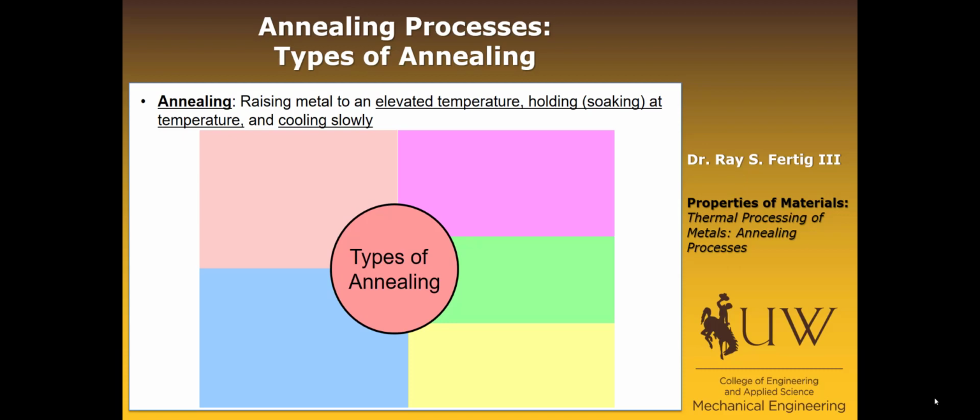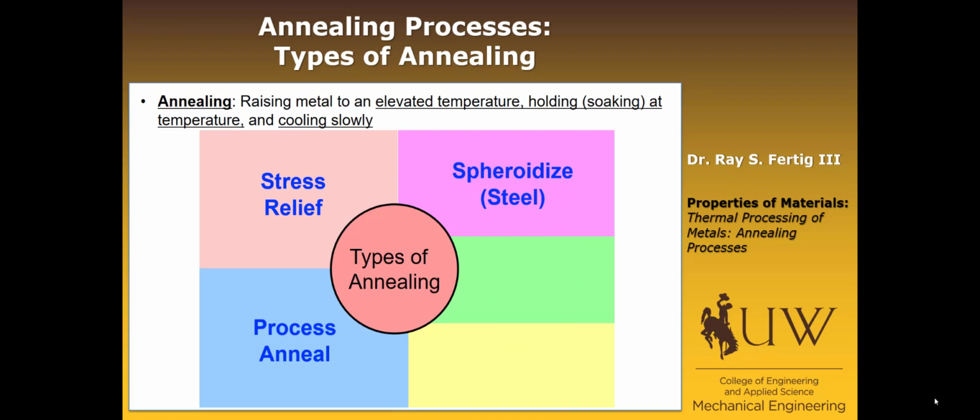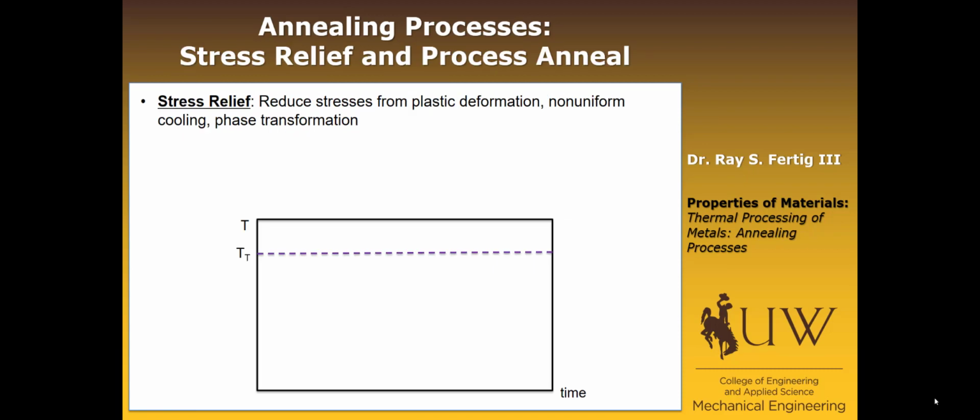So there are 5 types of annealing that I want you to be familiar with for this class, 2 of which are relevant to all metals, and 3 of which are relevant only to ferrous alloys. The first is stress relief. The second is process annealing. Those 2 are relevant to all metals. The 3 that are specific to ferrous alloys are spheroidizing, full anneal, and normalizing. So we're going to talk about each of these 5 to try to give you a flavor for each one. The first one we want to talk about is stress relief.